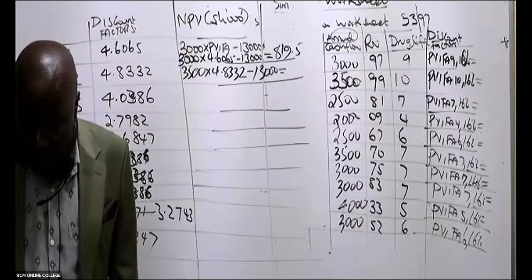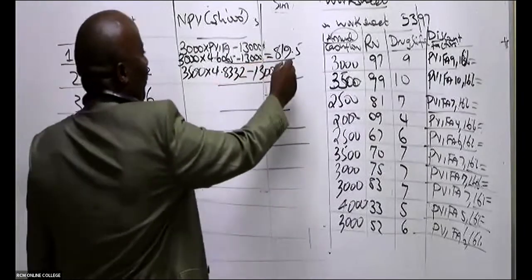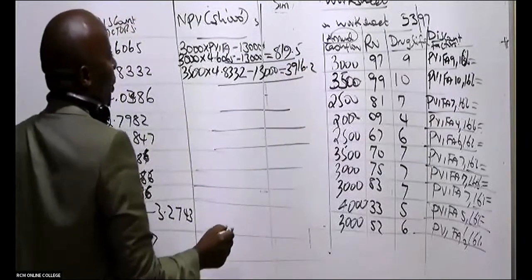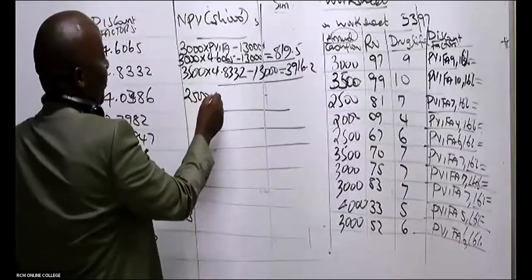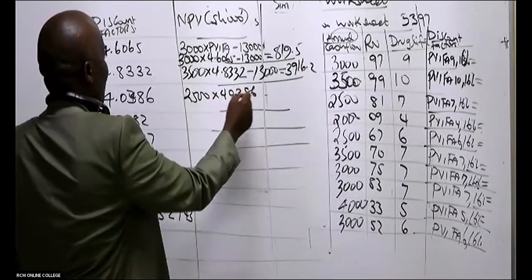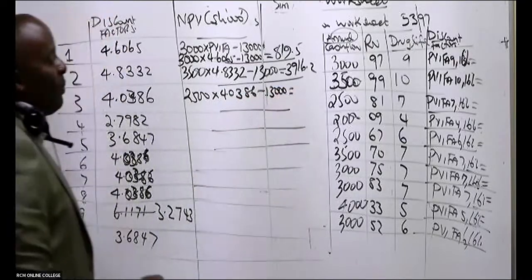According to Lincoln, we are getting 3916.2. From there, we have a third one. So 2,500 times 4386 decimal minus 13,000, which will end up giving us what figure?